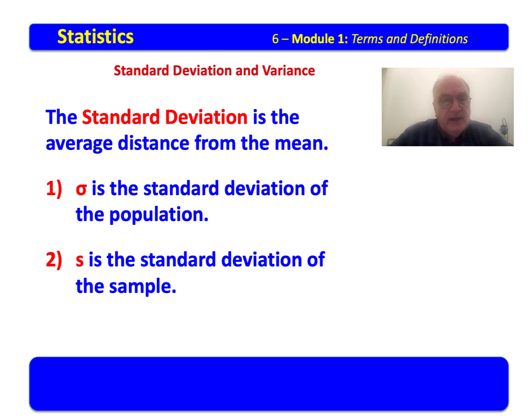The standard deviation, again, is the average distance of the data from the mean. The bigger the standard deviation is, the more the data are scattered. The smaller the standard deviation is, the more tightly packed they become.